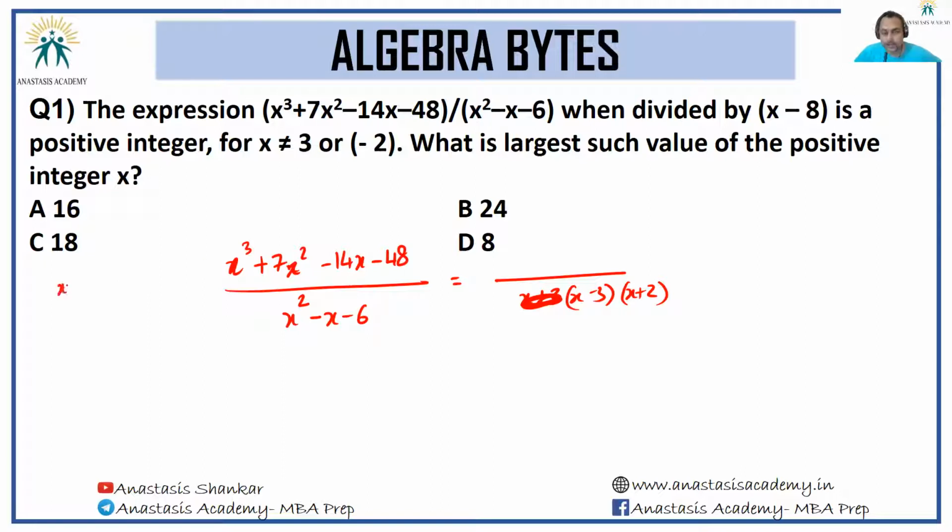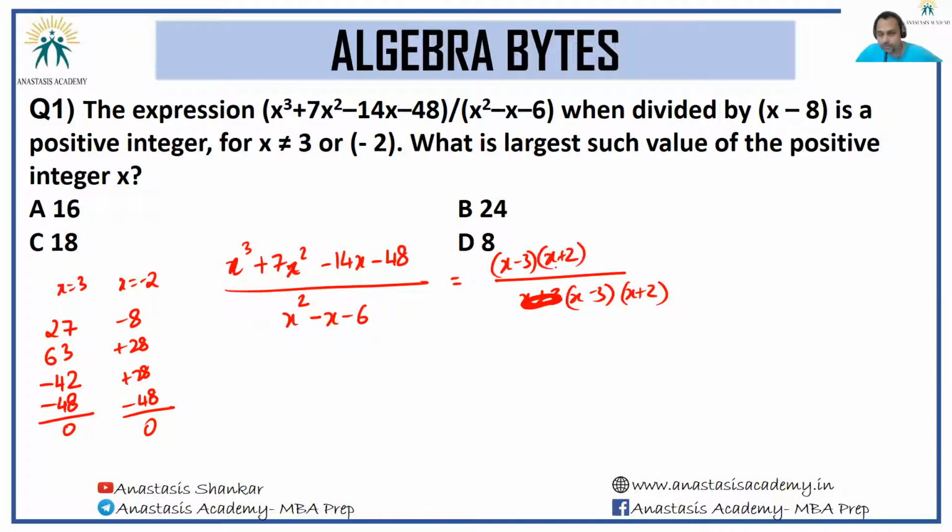Put x equal to 3. X equal to 3, you will get 27, 63 minus 42 and minus 48. Yes, you are getting zero summation here, so x minus 3 is a factor of the expression at the top. Now put x equal to minus 2, you get minus 8 plus 28 plus 28 and minus 48. So altogether we still get a 0. So x plus 2 is also a factor.